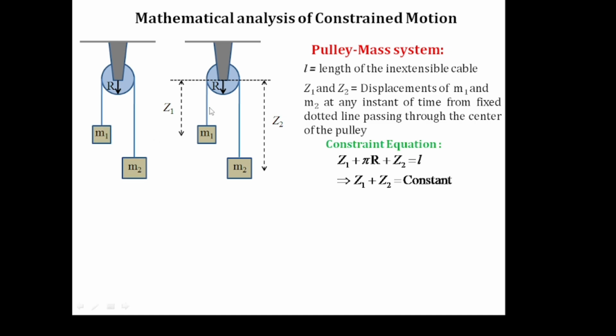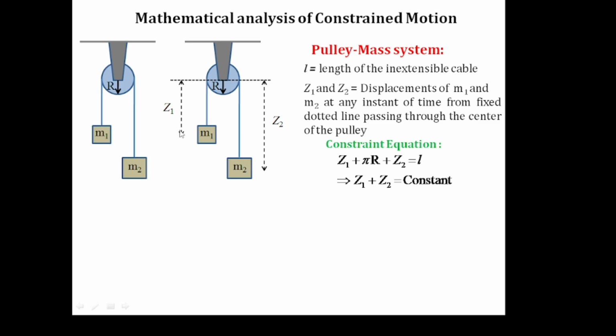So here L is the length of the inextensible cable, okay, and Z1 and Z2 are the displacements of M1 at an instant of time. Suppose this is Z1 and Z2 is the dotted line, that is the distance between the center of the pulley and mass M2. Here M2 is greater than M1. So what is the constraint equation?